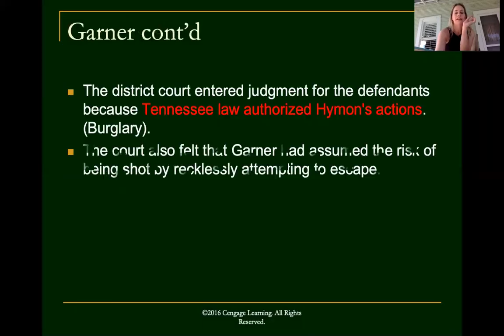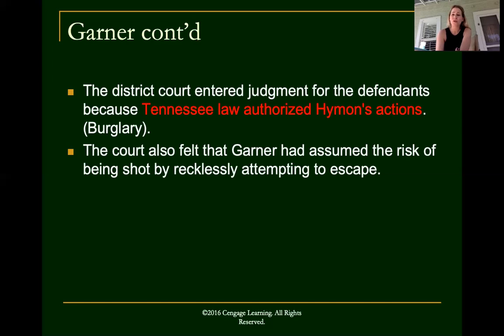So the Tennessee District Court authorized the officer's actions. They said he committed burglary. Burglary doesn't have to be committed in a violent way. In fact, most burglaries, if not all, are committed in a nonviolent manner because the whole purpose is to commit the offense when nobody's home, okay? So despite that fact, Tennessee said it's a felony and they're allowed to use lethal force, meaning deadly force.